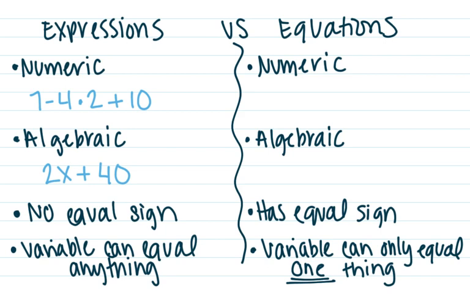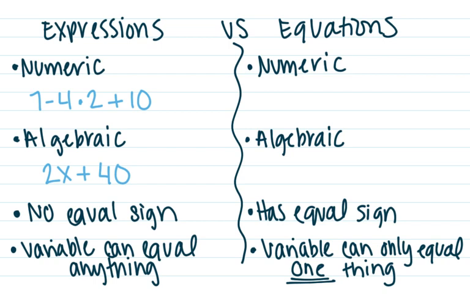That's a big thing with expressions: you don't see equal signs, so they don't technically equal anything. And the variable can literally be anything. So my expression equals whatever my variable is when I plug it in and actually solve it. So for example, in 2x plus 40, my answer could be 42. My answer could be just 40. My answer could be 420. It really depends on what I plug in for my variable.